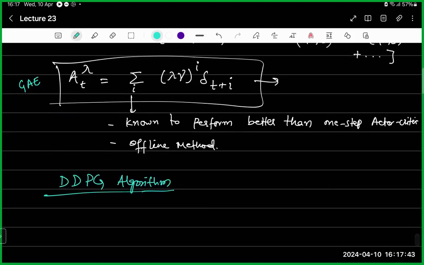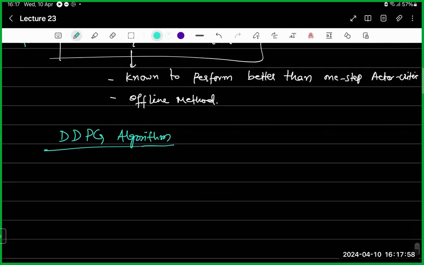You can think of DDPG, as I mentioned earlier, as a generalization of DQN to continuous action spaces. Okay. So, what was our DQN algorithm? Do you remember? What was the main objective we had?